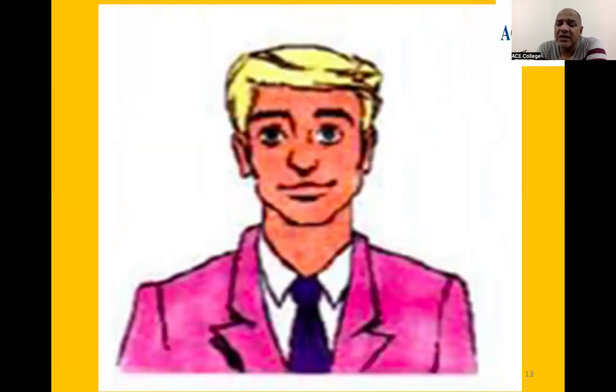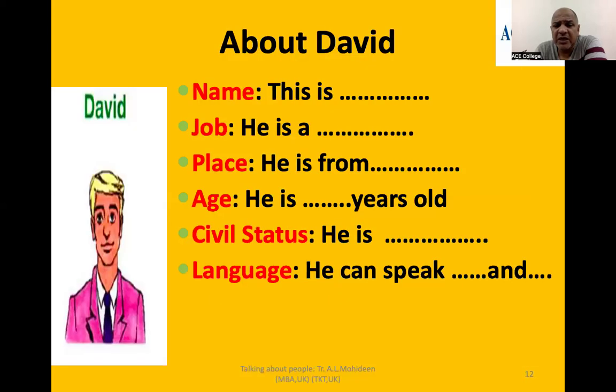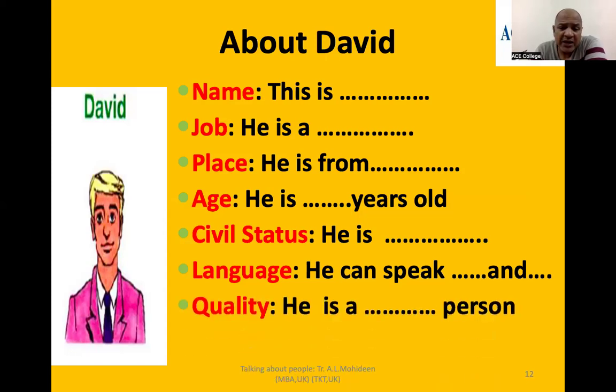So how are you going to make it? This is David. Actually, he is from India, an Indian who is not married, a single person, just 25 years old. He is a teacher. You have to remember his job. He is not married. He can speak English and Hindi because he is from India. He is a good person.